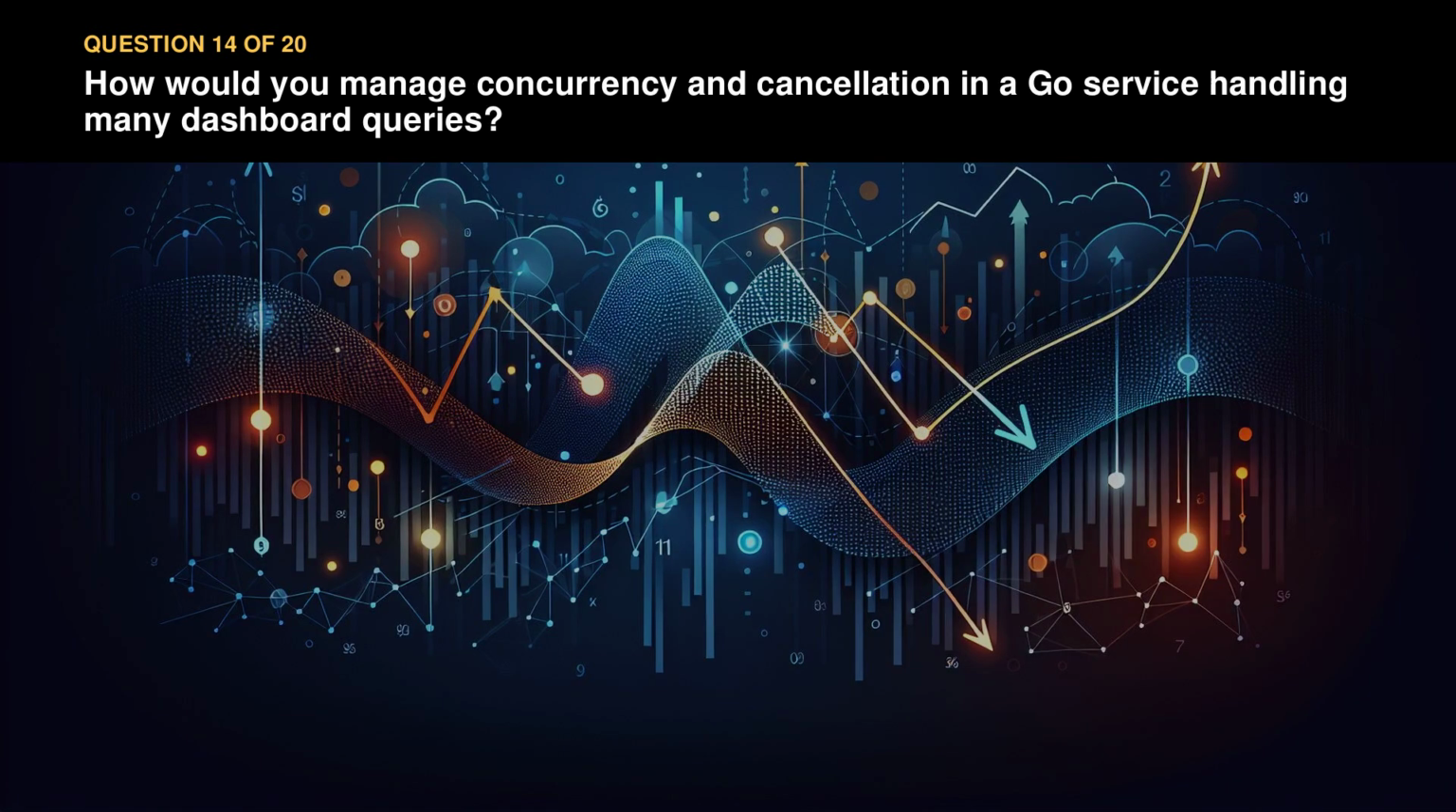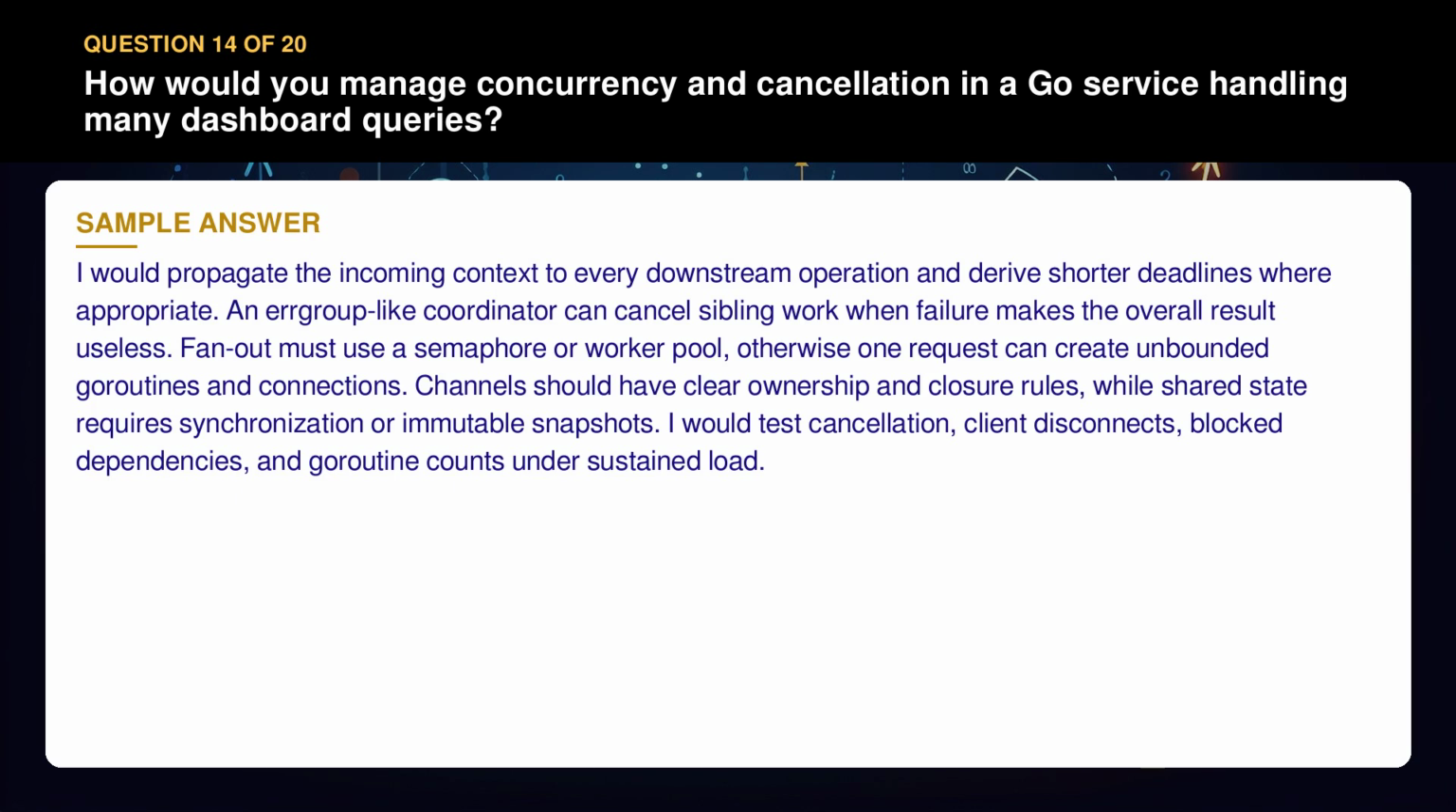Question 14. How would you manage concurrency and cancellation in a Go service handling many dashboard queries? I would propagate the incoming context to every downstream operation and derive shorter deadlines where appropriate. An errgroup-like coordinator can cancel sibling work when failure makes the overall result useless. Fan-out must use a semaphore or worker pool, otherwise one request can create unbounded goroutines and connections. Channels should have clear ownership and closure rules, while shared state requires synchronization or immutable snapshots.